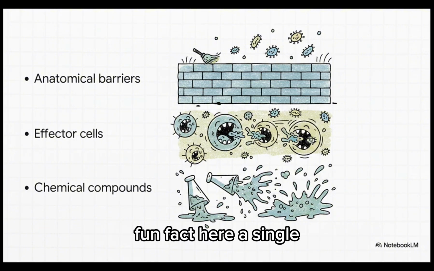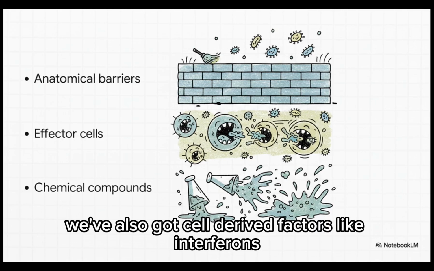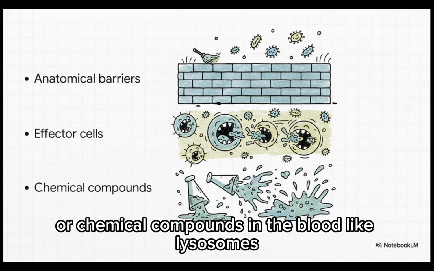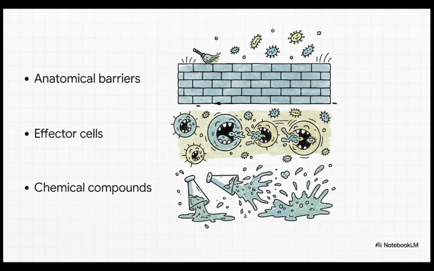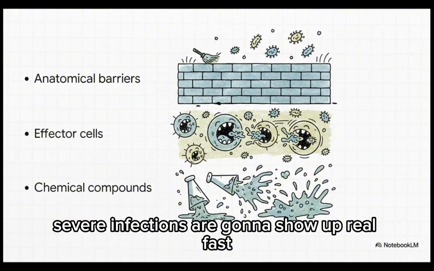Fun fact here, a single hungry macrophage can gobble up to 100 bacteria before it finally dies. Crazy, right? We've also got cell-derived factors like interferons and super harsh chemical environments. Think destructive stomach acid or chemical compounds in the blood like lysozymes. Honestly, if this innate system is impaired, severe infections are going to show up real fast.